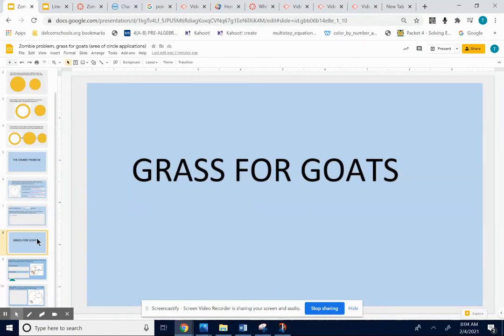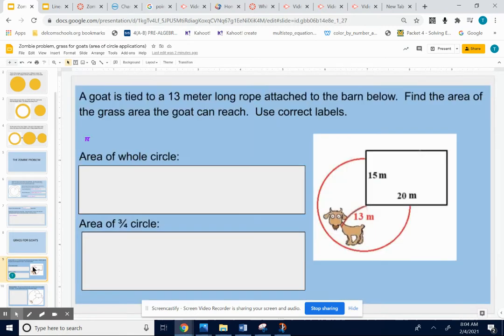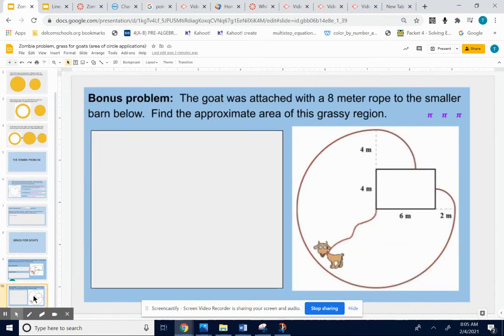Okay, this video is just going over the grass for goats problem. What I'm going to do is go over the first problem. Since the last one is a challenge problem, that one's really kind of tricky, I don't want to go over that with the video just yet.